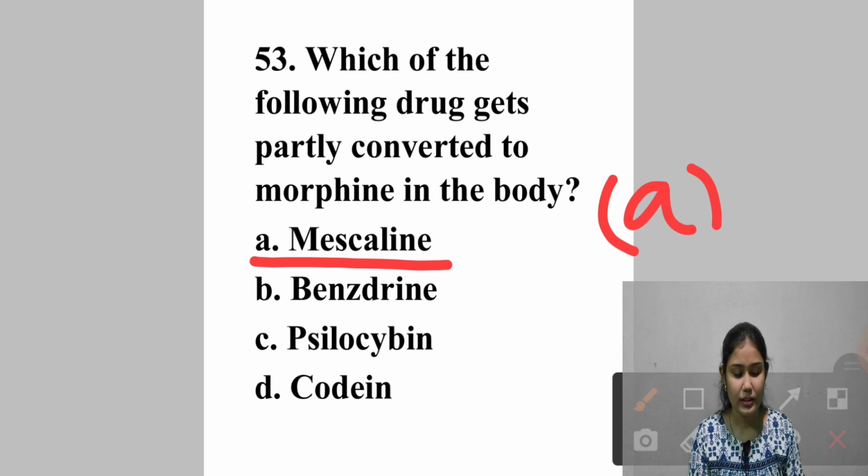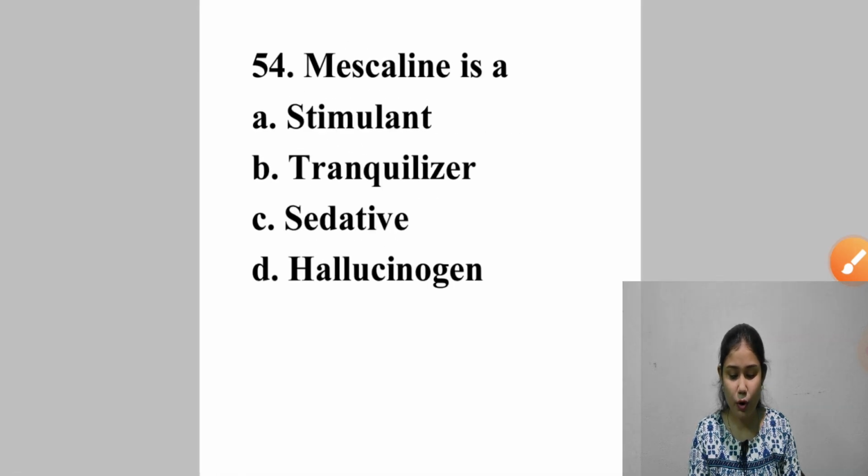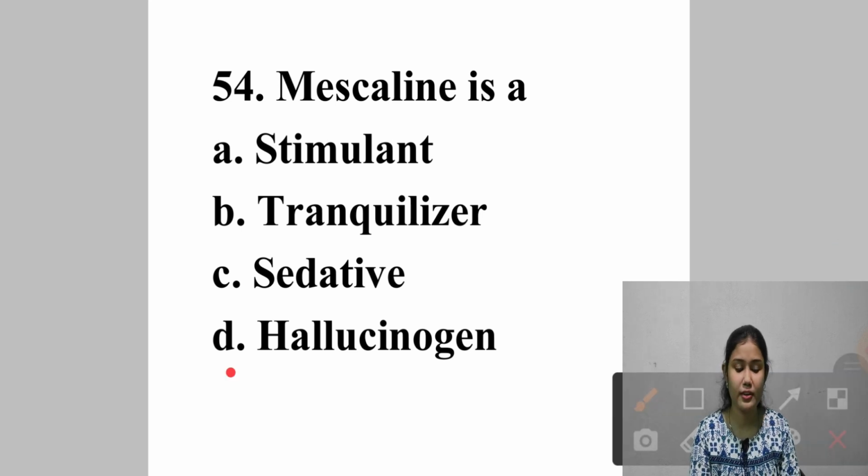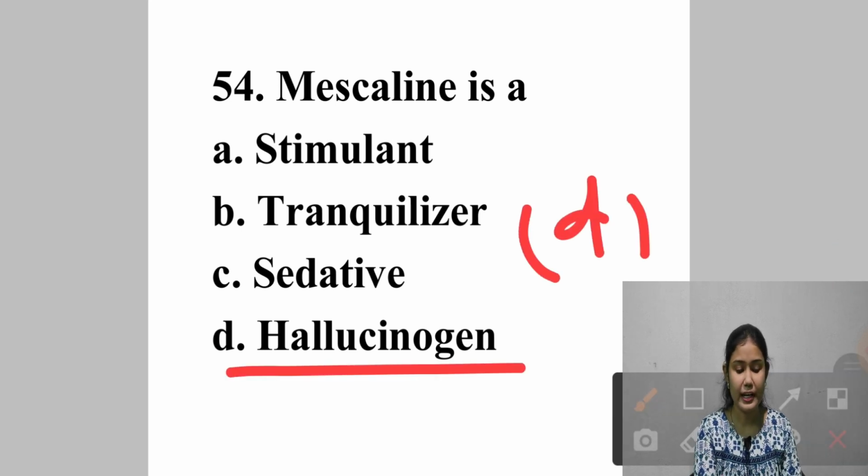नेक्स्ट क्वेश्चन, दैट इज क्वेश्चन नंबर 54. मेस्कलाइन इज अ व्हाट? ए स्टिमुलेंट, बी ट्रैंक्विलाइजर, सी सेडेटिव, डी हेलुसिनोजन. इट इज अ हेलुसिनोजन. ओके, हेलुसिनोजेनिक इफेक्ट इसका होता है. ऑप्शन डी विल बी द करेक्ट आंसर. नाउ कम टू क्वेश्चन नंबर 55.